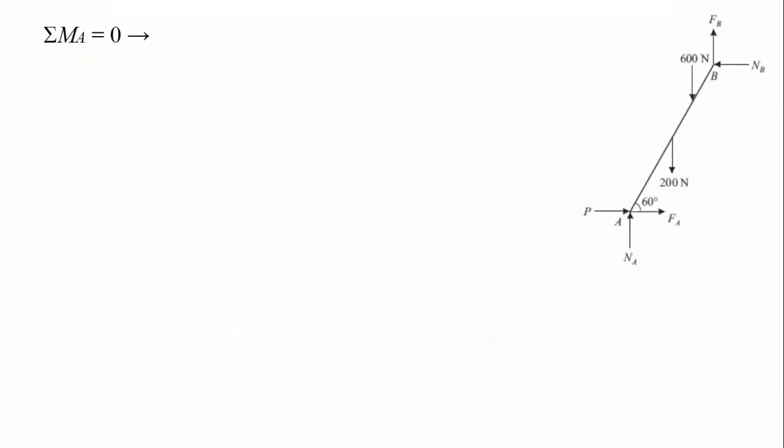Now let us take the summation of all the moments of all the forces about point A. This is another equilibrium condition: the summation of all the moments about any point is equal to 0. That's why we are taking the moment of all the forces about point A. This is the equilibrium condition that we are using.